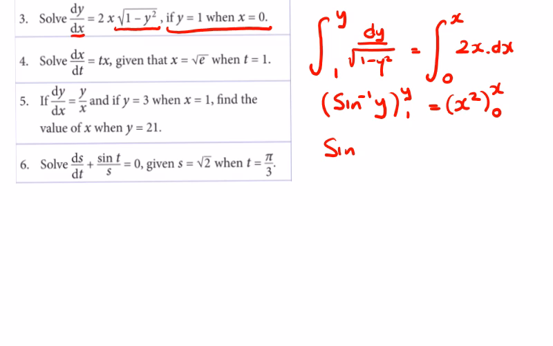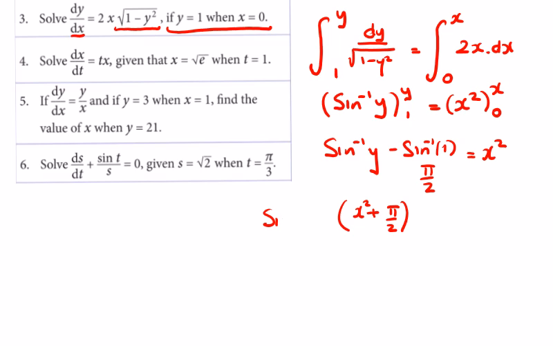So we're going to get the inverse sine of y minus the inverse sine of 1, which will be pi over 2, is equal to x squared minus 0. So we're going to get x squared minus pi over 2. That'll be plus pi over 2, will be equal to the inverse sine of y. So y is equal to the sine of x squared plus pi over 2.